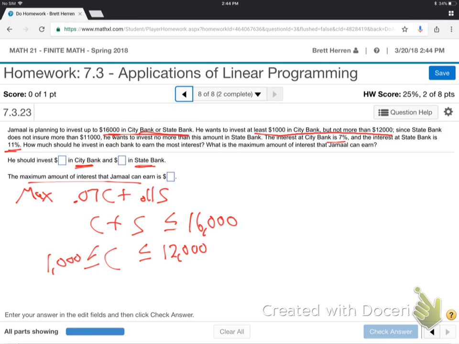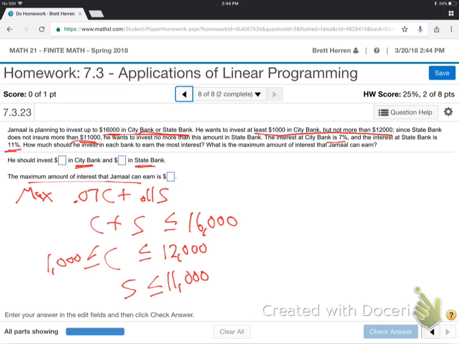State Bank does not insure more. He wants to invest no more than this amount. So no more than 11,000. So State Bank is at most 11,000. Yeah, that one's a little weird.